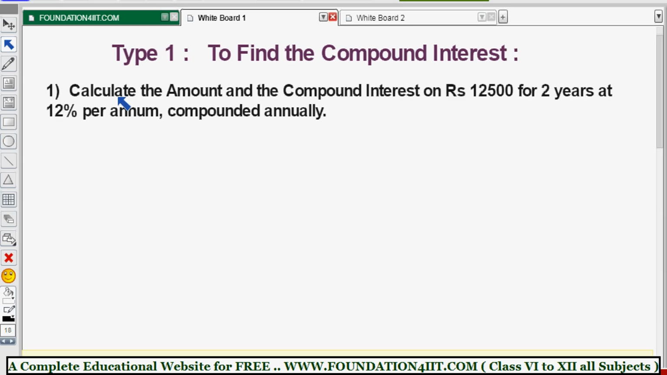Now by using the formulas only we'll find out the compound interest. I'll explain around 5 types. In this video, how to find out the compound interest. In the next video we'll see how to find out principal and how to find out the time when other data is given. So here we only find compound interest questions.